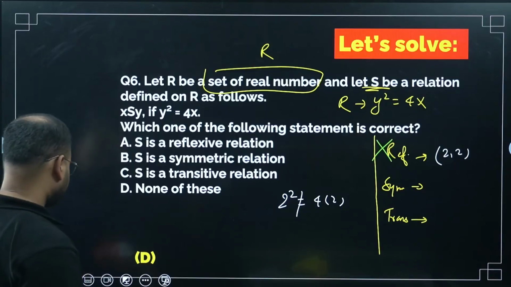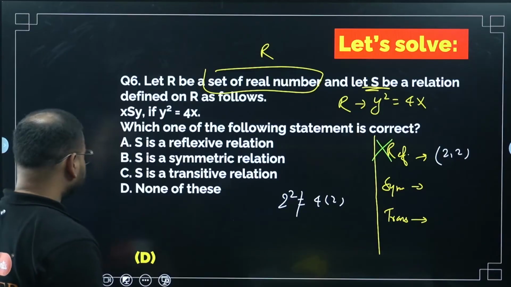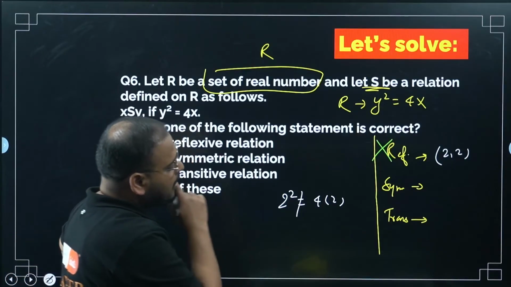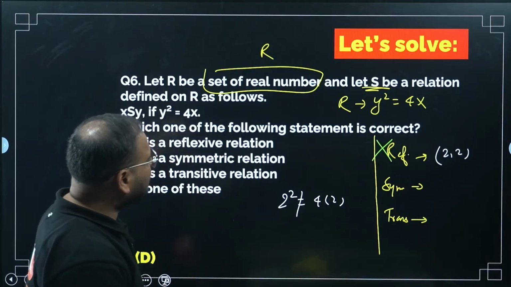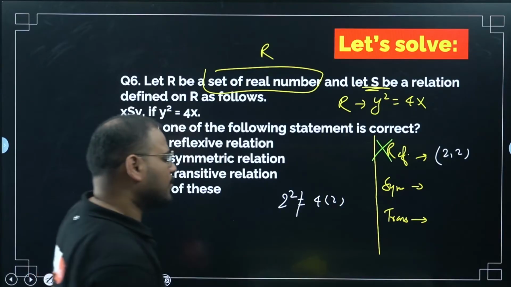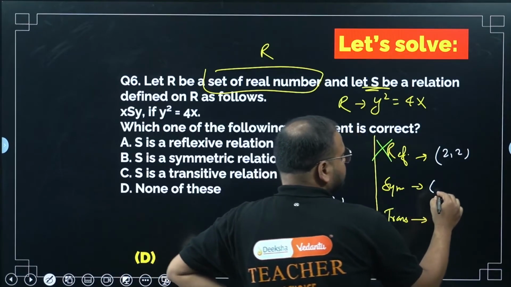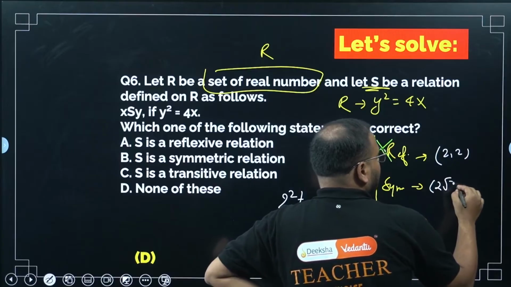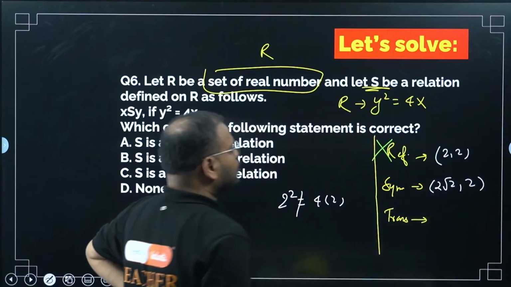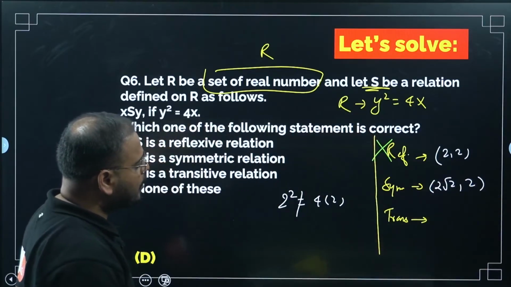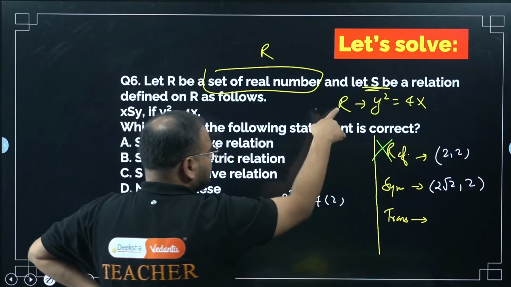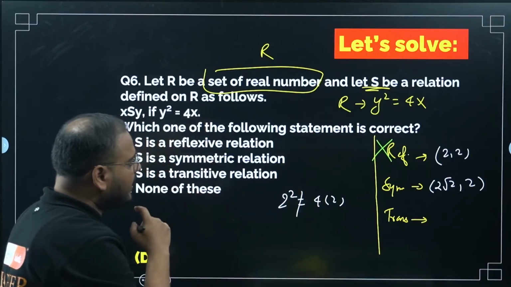Okay sir, great. What about symmetric, sir? Yes, symmetric might work out. Really? No. Check it out here. Let's take an example: 2 root 2, 2. Okay? 2 root 2, 2. Let's check with this relation R. What am I going to get?